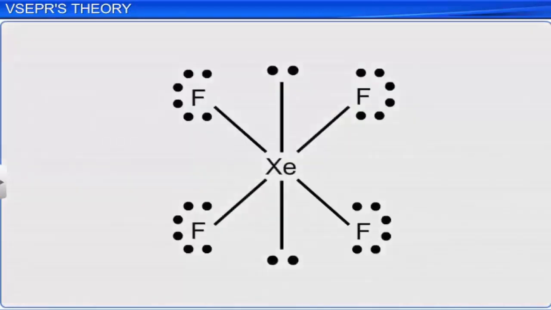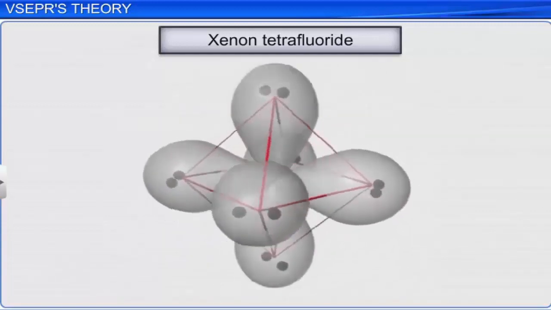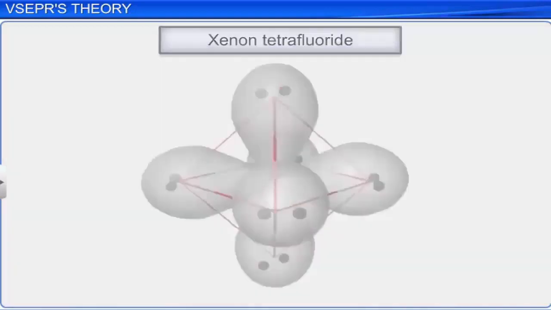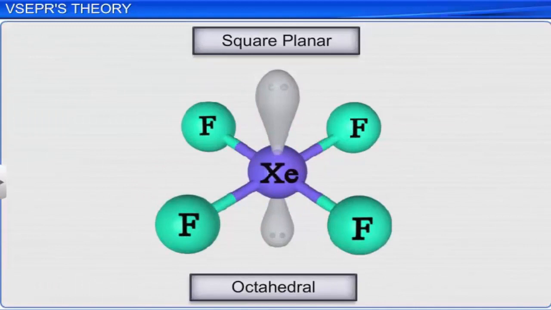In a molecule of xenon tetrafluoride, the central xenon atom is surrounded by 4 bonded pairs of electrons and 2 lone pairs of electrons. The geometry of the molecule is distorted to square planar from the regular octahedral geometry. It is due to the presence of 2 lone pairs of electrons on its central xenon atom.